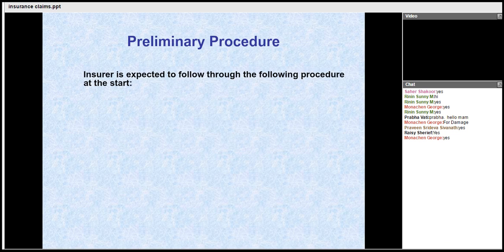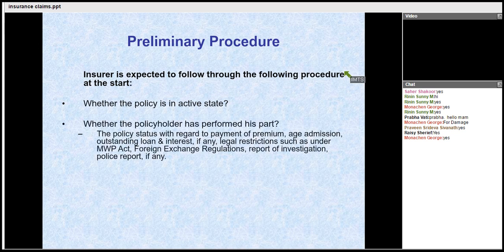So the insurer is expected to follow the following procedure at the start. Whether the policy is in active state or not. So before giving you a claim, they will check whether the policy is in active state or not. Then whether the policy holder has performed his part. So they are also going to check whether you are paying the premium or not. The policy status with regard to the payment of premium, age, admission, outstanding loan or interest, any legal restrictions such as under the MVP Act, foreign exchange regulations, report of investigation, police report, if any.